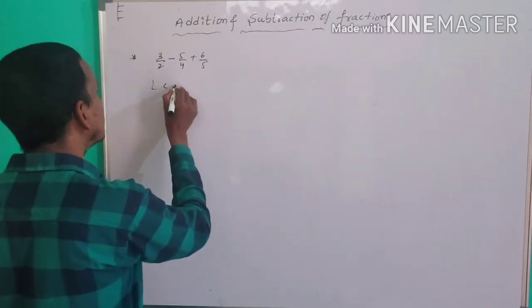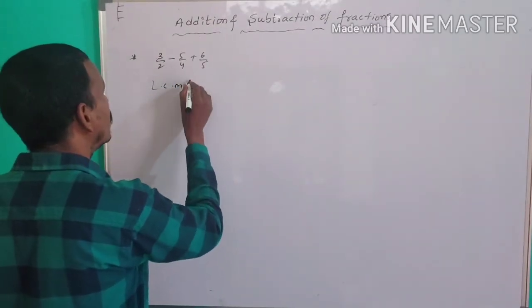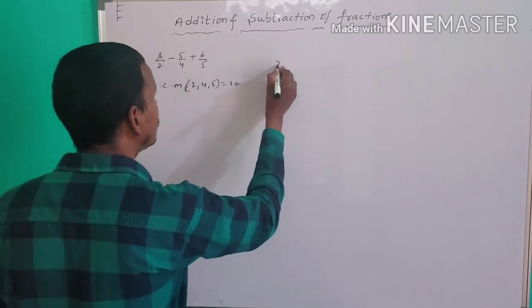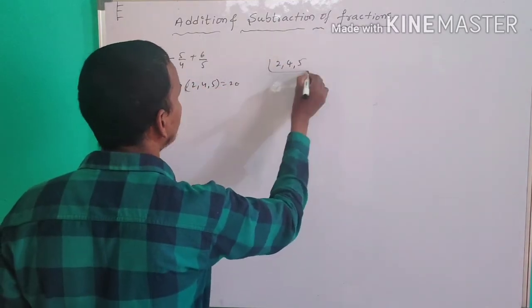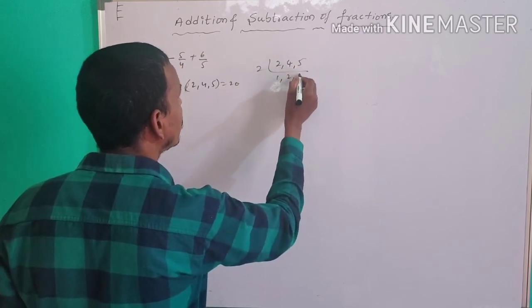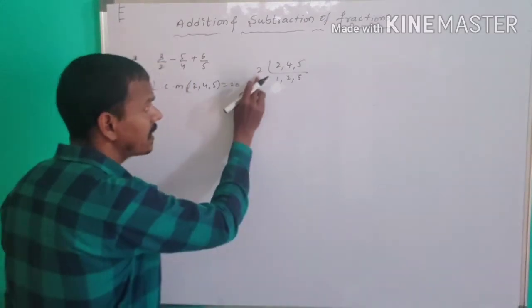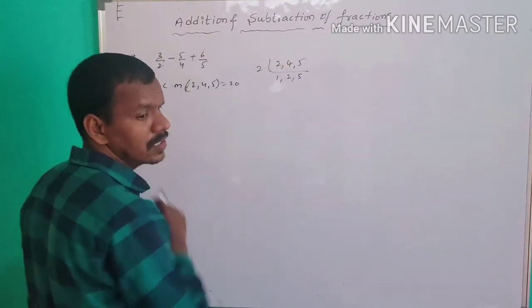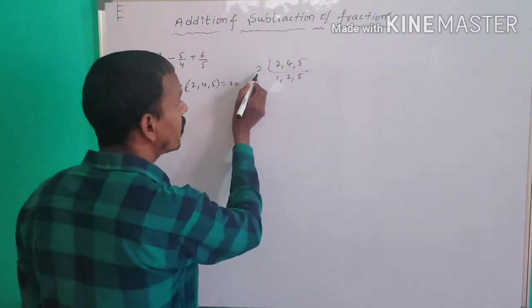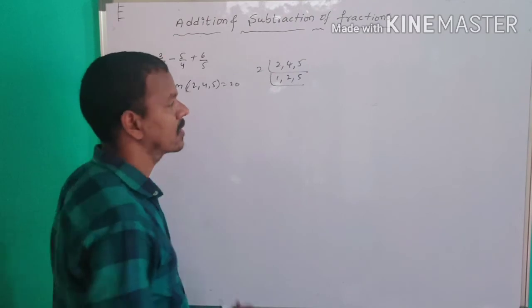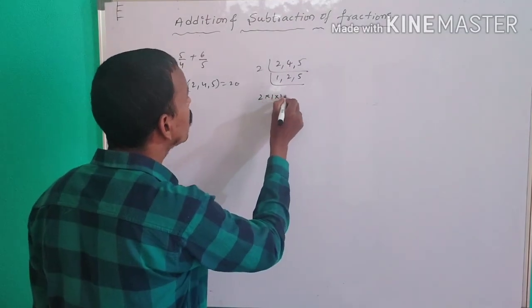So, LCM of 2, 4, 5 is equal to 20. So, how is it? 2, 4, 5 LCM. So, 2 1s are 2, 2 2s are 4, and 5 is not going right as is. So, how can we take the 2? So, at least any two numbers should go in the same table. So, we can take that table. And 2, 5 are not going in the same table. So, stop the process. Now, 2 into 1 into 2 into 5.